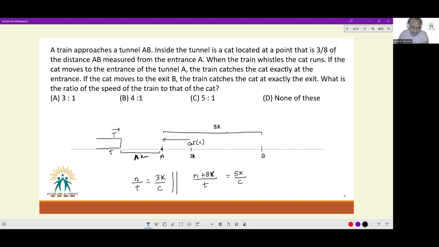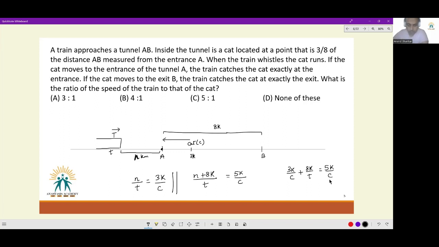Now, I can break down this right-hand side expression. N by t is 3k by c. You can put that down here, which tells me 10 by t is 3k by c. So we can put it plus 3k by c plus 8k by t, 8k by t is equal to 5k by c.